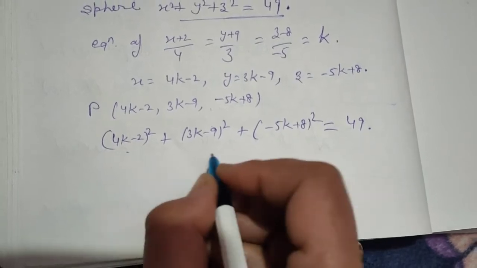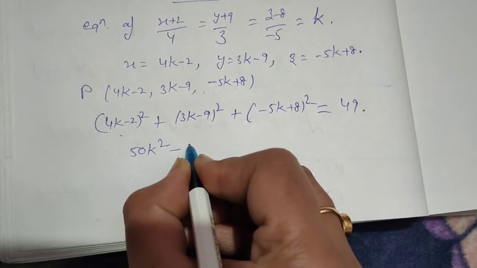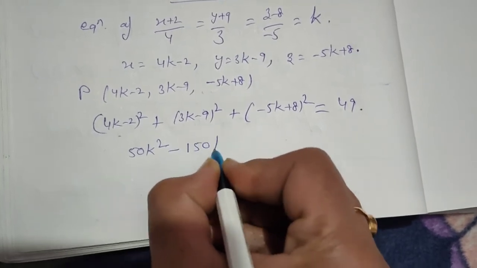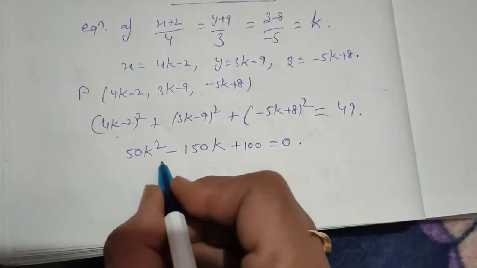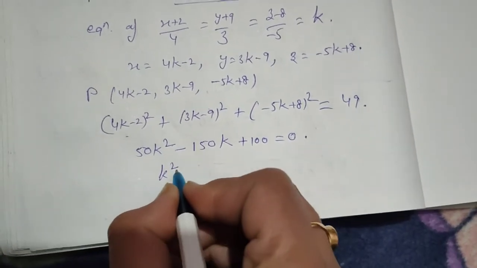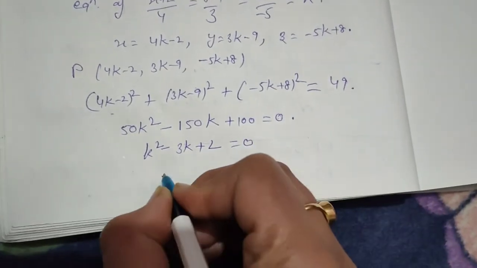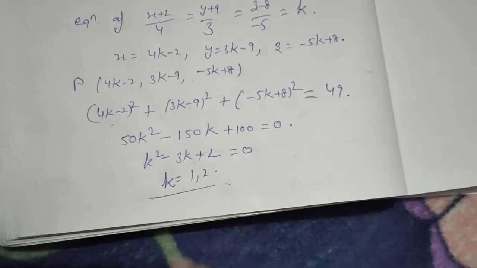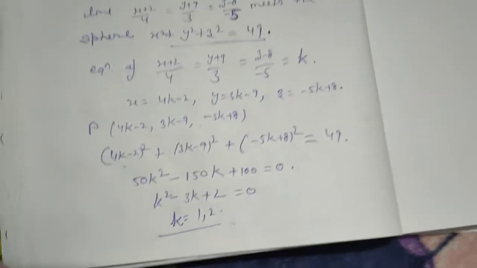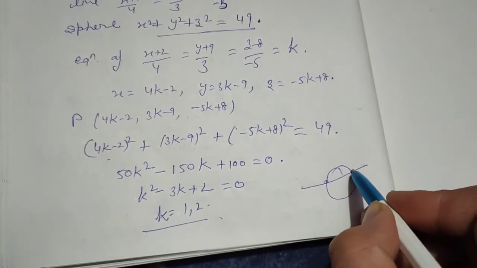After solving this equation, we find 50k^2 - 150k + 100 = 0. This gives k^2 - 3k + 2 = 0, which gives two values of k, 1 and 2. These are two different values of k. Then this straight line cuts the sphere at 2 points.